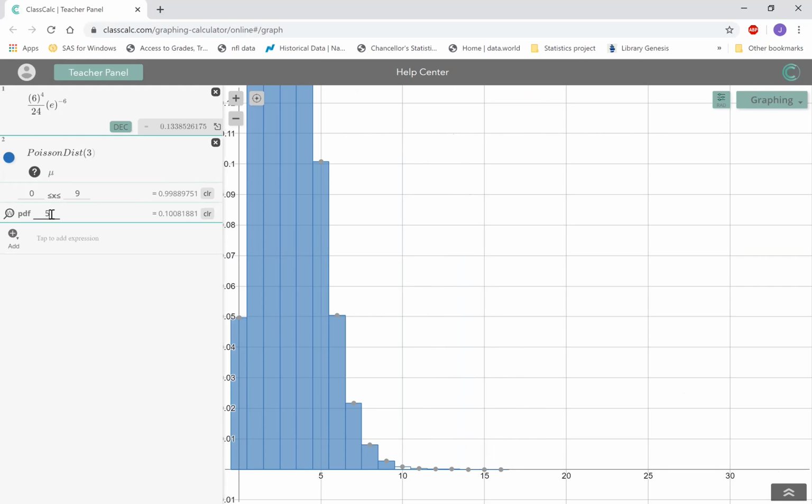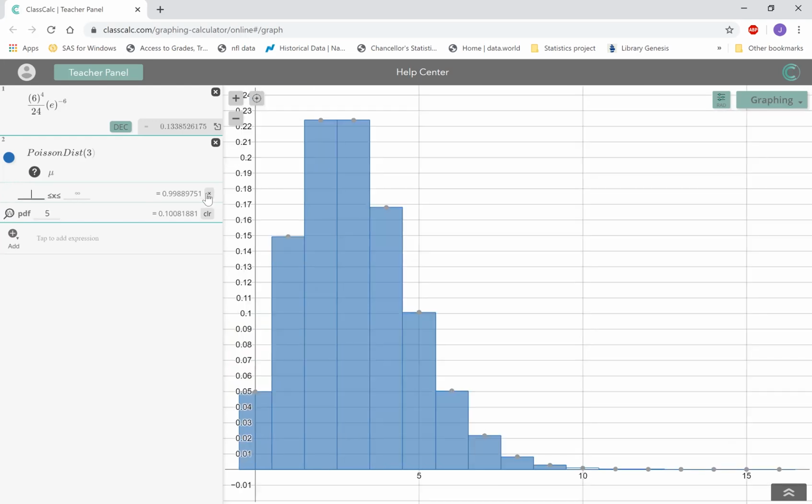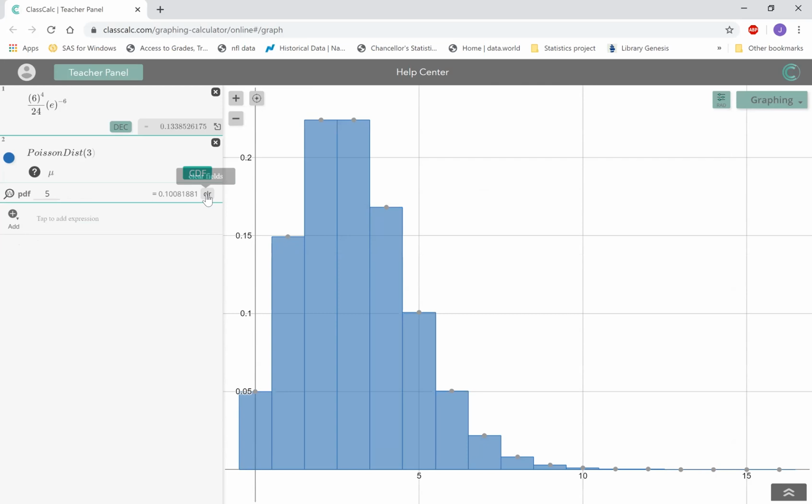So when PDF is 5, you get the probability that x is equal to 5 is 0.1008. And that's it for A. Any question in regard to A?